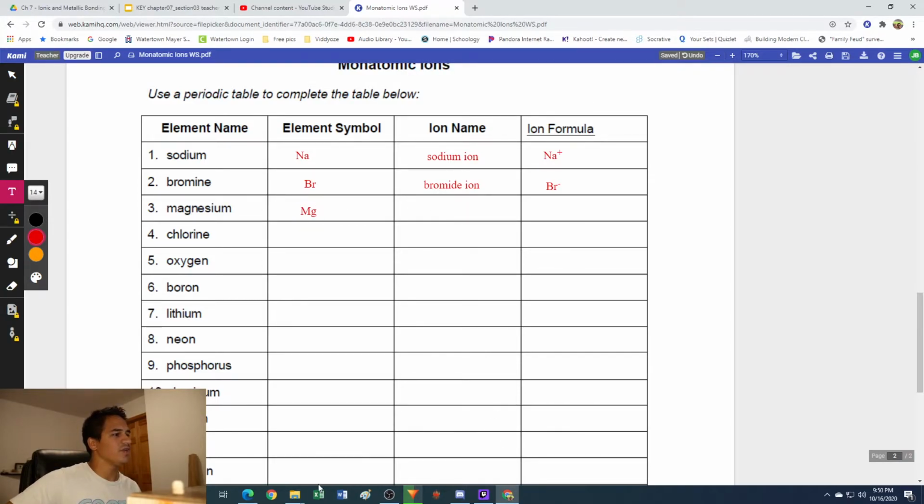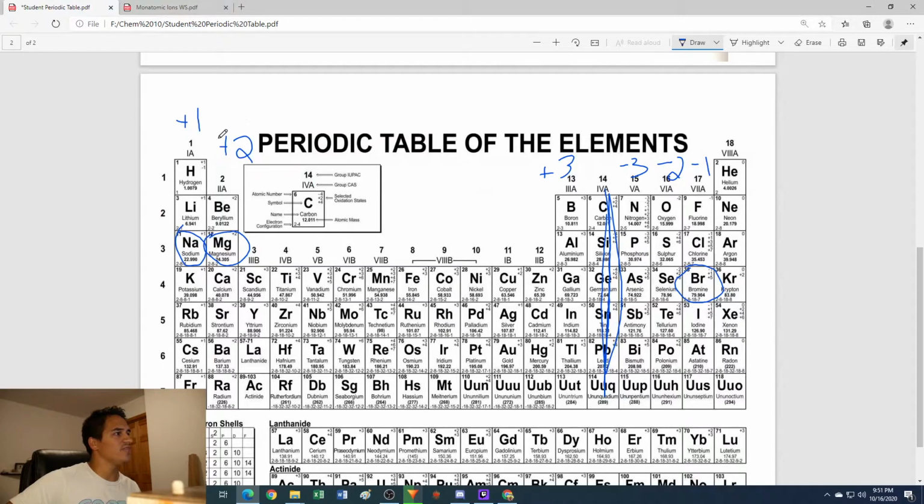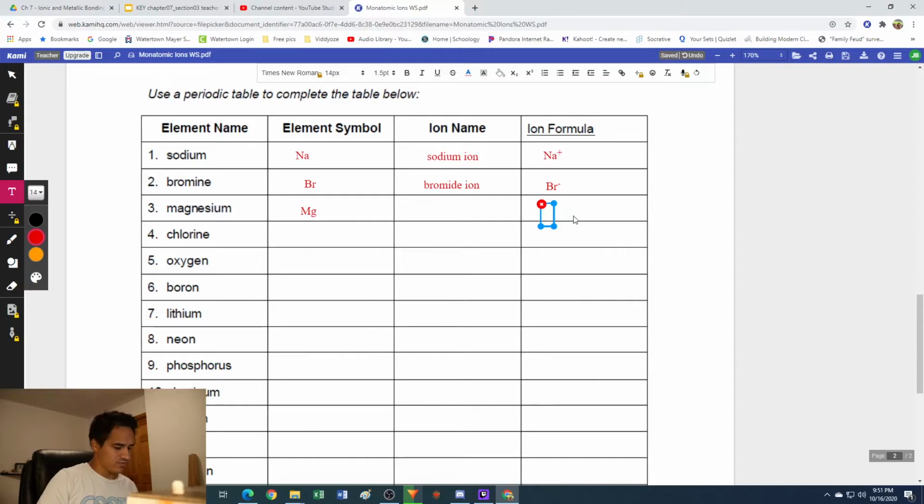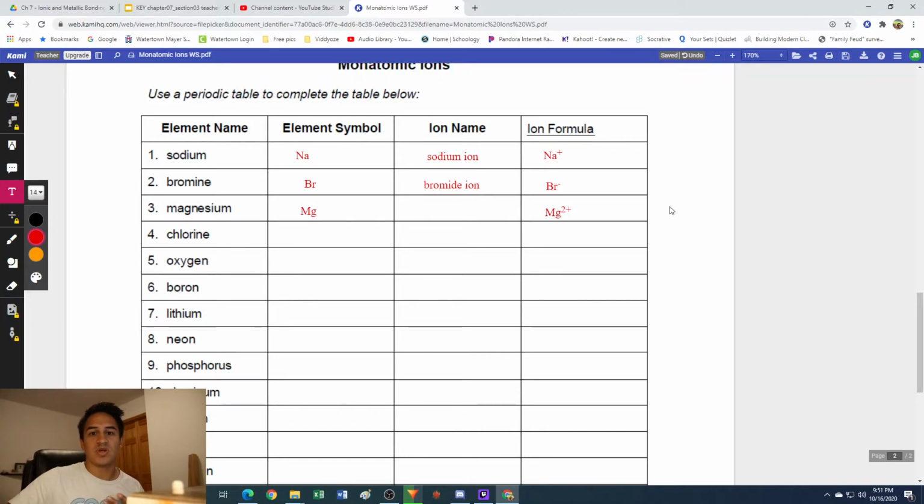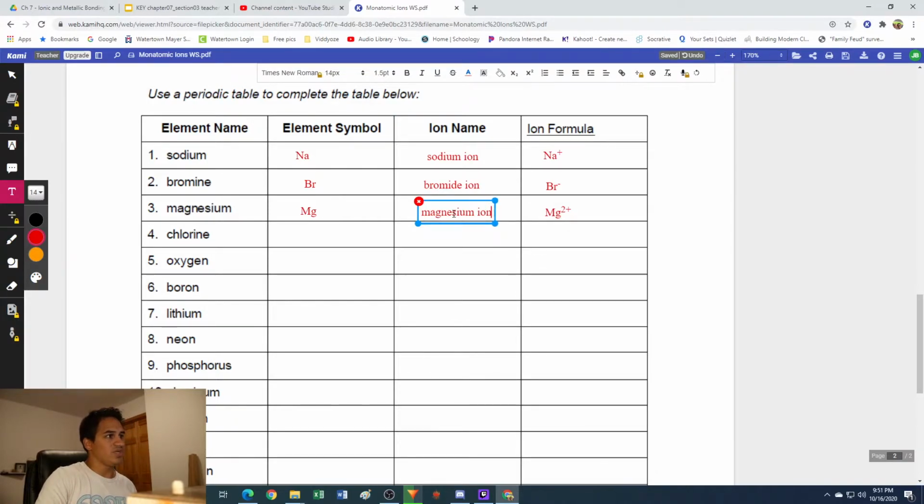As for the ion formula, if it's in column 2, all of these make a positive 2 charge. So this is going to be Mg and then 2 plus. Okay, so there is our ion formula. And this one is a positive ion. It's a cation. So when we name it, we don't need to change anything. We can just call it a magnesium ion. And that's it. All right, let's take a look at number 4, chlorine.